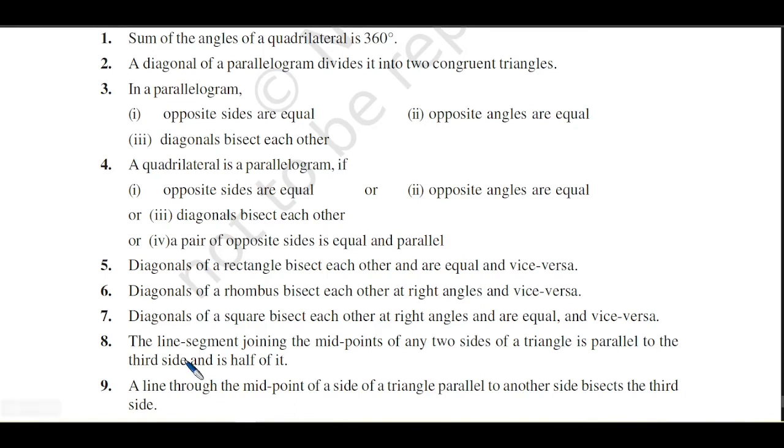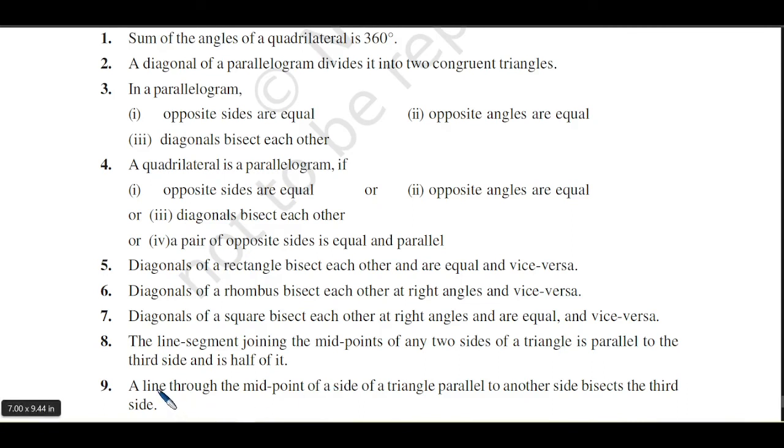The line segment joining the midpoints of any two sides of a triangle is parallel to the third side. That we have seen; go back and go through my lecture notes. A line through the midpoint of a side of a triangle parallel to another side bisects the third. So this is the same thing: if the line passes through the midpoints of two sides of a triangle, it's parallel to the other side.